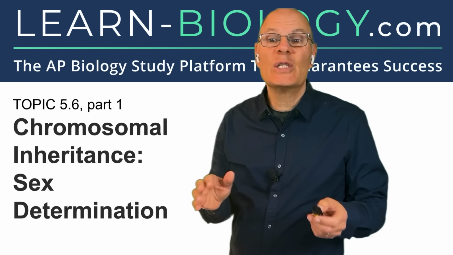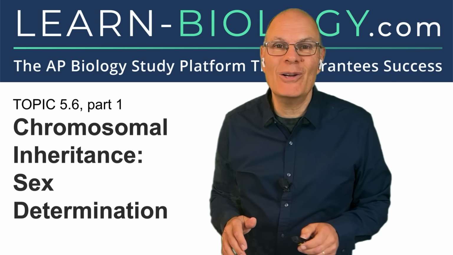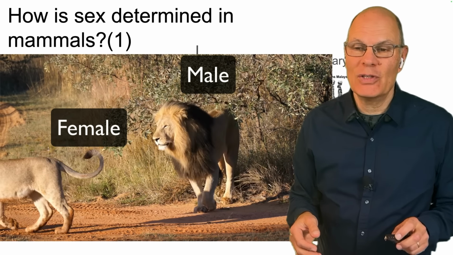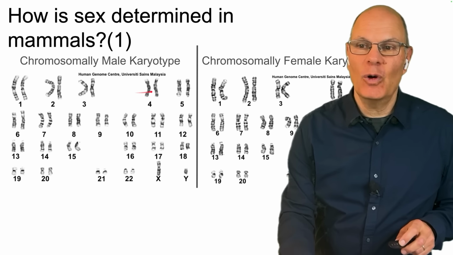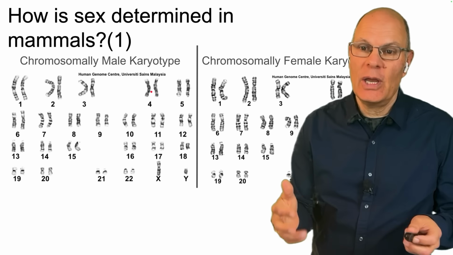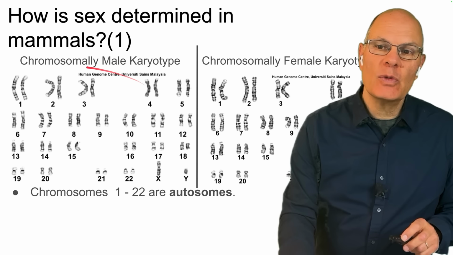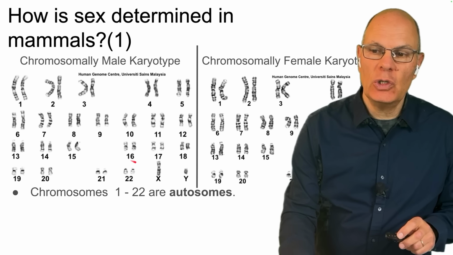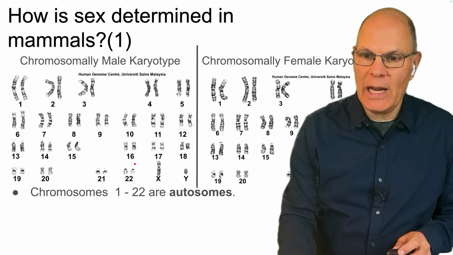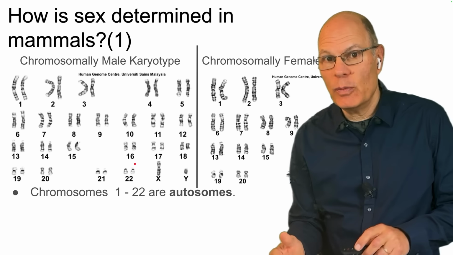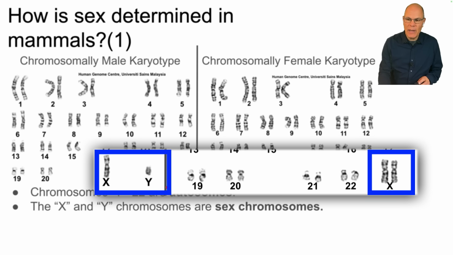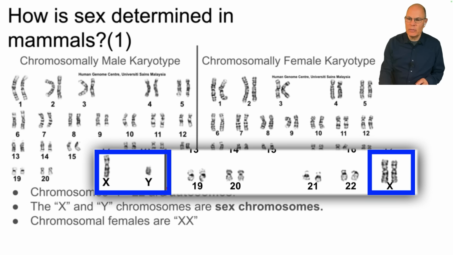Topic 5.6, Part 1, Chromosomal Inheritance, Sex Determination. How is sex determined in mammals? We've seen this image before. It's a karyotype. It shows all of the homologous pairs paired up. Chromosomes 1 through 22 are called autosomes. They're paired homologous pairs. They're the same in chromosomal males and chromosomal females. But the last pair are called the sex chromosomes.